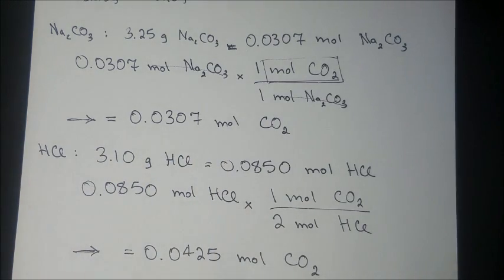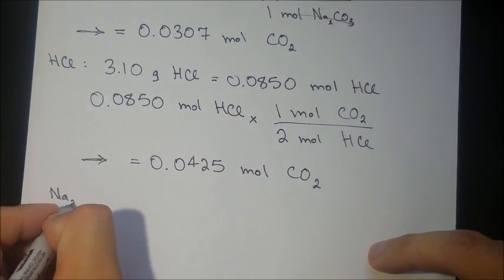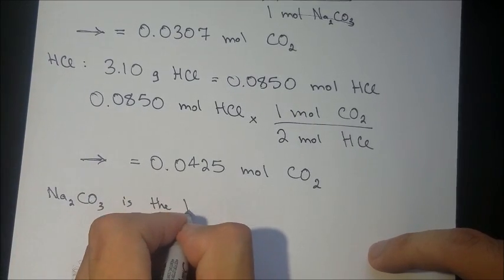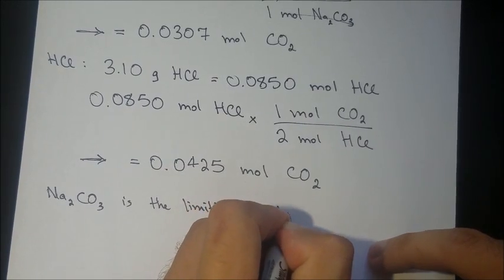So when we put together the sodium carbonate and the hydrochloric acid, we're going to run out of the sodium carbonate first. That's the one we're going to run out of first. So we have plenty of HCl. It's the sodium carbonate that's going to limit the reaction. So, sodium carbonate, let me come back up here. So sodium carbonate is the limiting reactant.